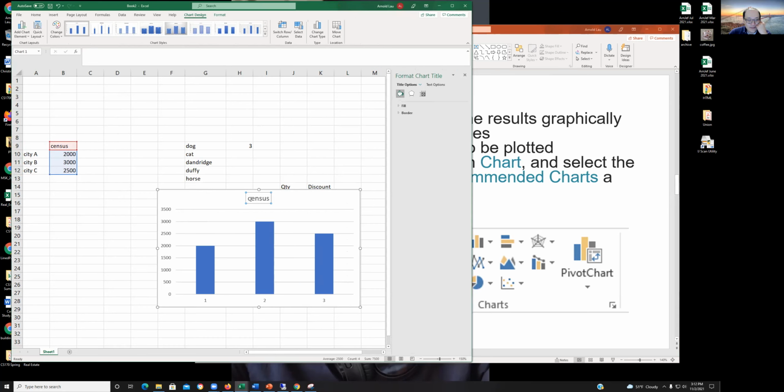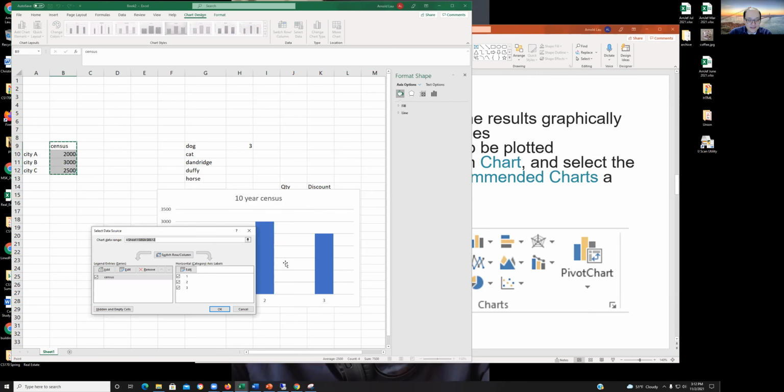But let's quickly muck around with the title here for a second. Census or something, right? So this is your chart title. Again, something you're going to need to know how to do. And then let's go to select data. I just did a right mouse click there. And you can see these are just 1, 2, 3. That doesn't really mean anything, right?